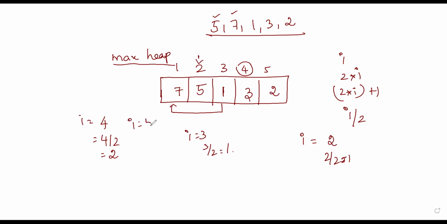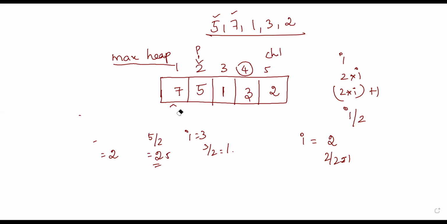Next is 2. Similarly, i is equal to 5 now. 5 by 2 is 2 point something, take the floor value 2. So this is the parent, this is the child. Compare with its parent. If it is greater, leave it. If it is smaller, swap it, because it's a max heap. So now the elements are inserted inside the max heap.